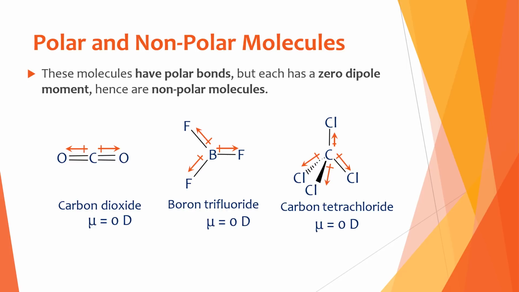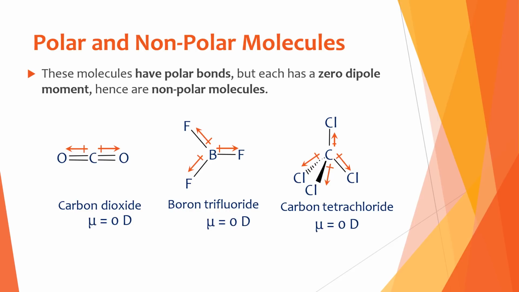There are molecules that have polar bonds, but each has a zero dipole moment. As a result, the molecules will become non-polar molecules. For example, carbon dioxide. This is the Lewis structure for carbon dioxide, and the molecular shape of carbon dioxide is linear. Carbon will become the central atom, and oxygen will become the side atom.